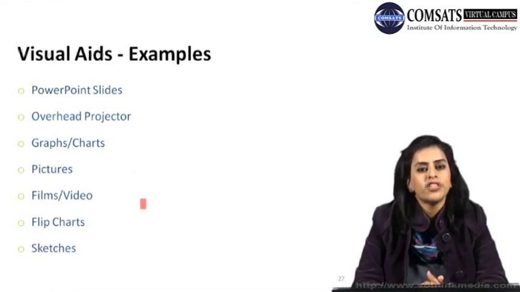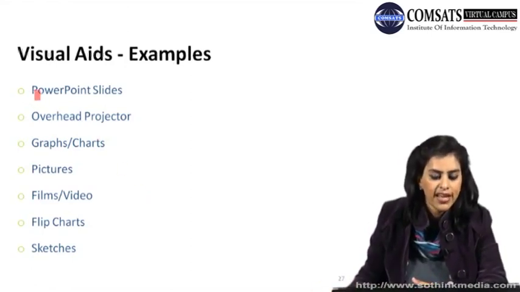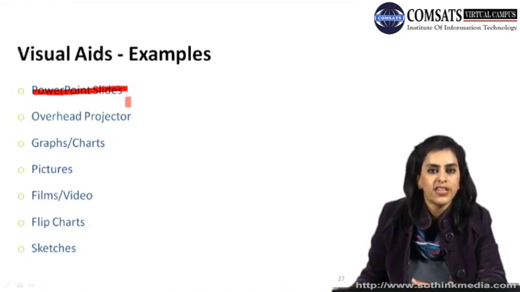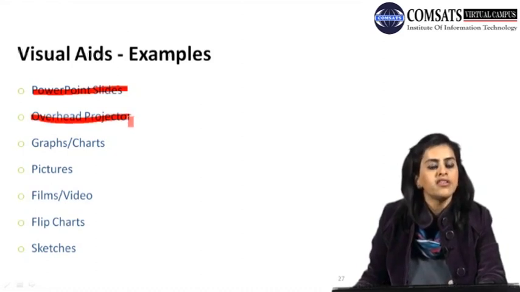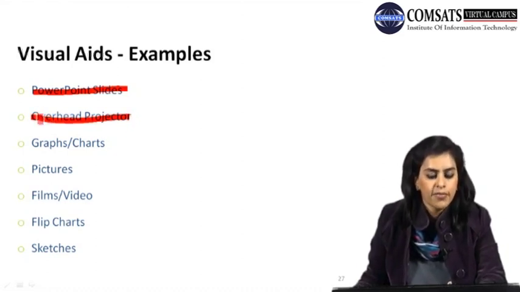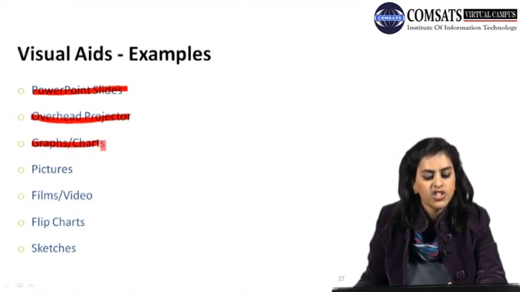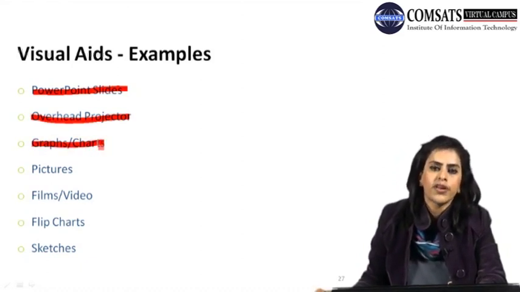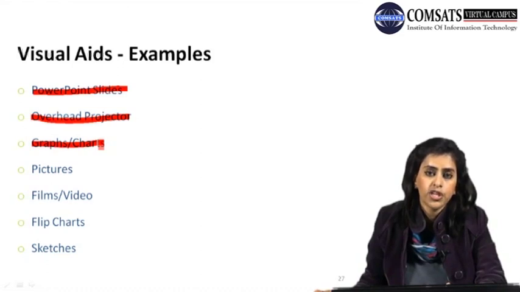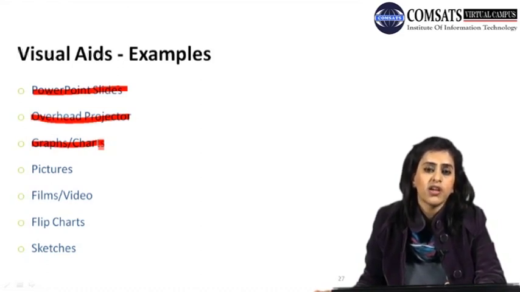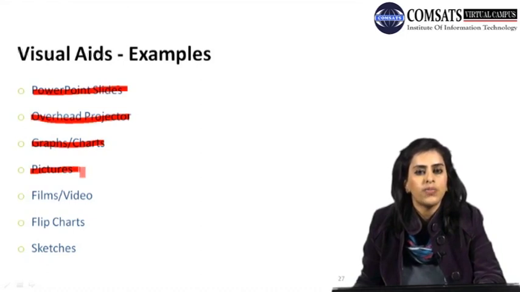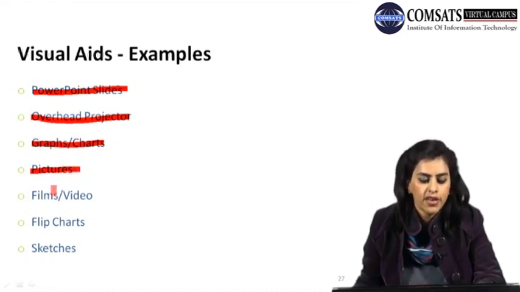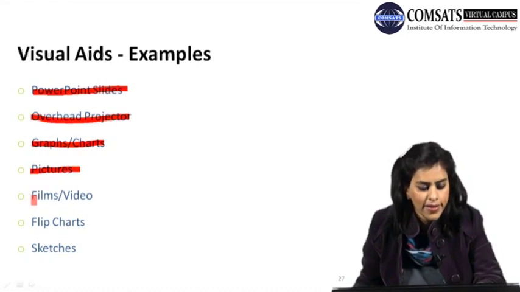Now there are some examples of visual aids. The first one is PowerPoint slides, which is the most common one used by everyone when you want to deliver your presentation. If multimedia is not available, sometimes an overhead projector can be a good choice. Sometimes graphs and charts: if you don't have multimedia and don't even have an overhead projector, as in some schools and colleges, you can make use of charts and graphs. Sometimes you can also bring in pictures, maybe in the form of hard copies, to be circulated among the audience, so that they can have an impression of what you are trying to tell them.